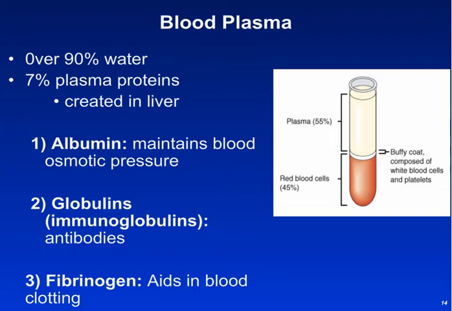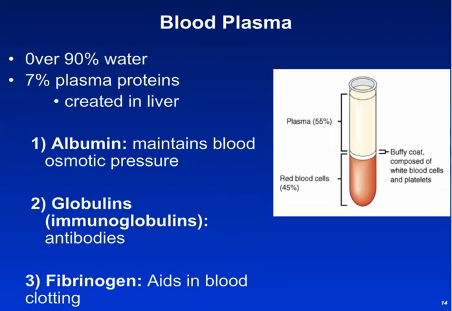Globulins, on the other hand, are also known as immunoglobulins. These are antibodies that are made in the white blood cells, principally the B lymphocytes. And they are kind of like very specific bullets or throwing stars that our white blood cells use to eliminate certain types of pathogens from the body. So we're going to talk more about immunoglobulins when we talk about the immune system in a couple chapters.